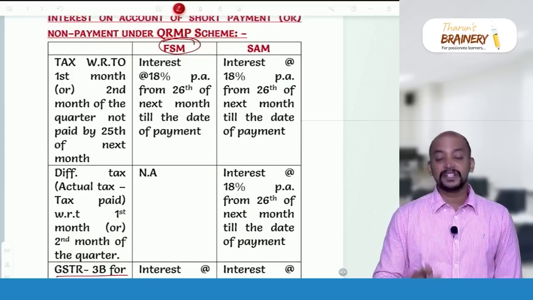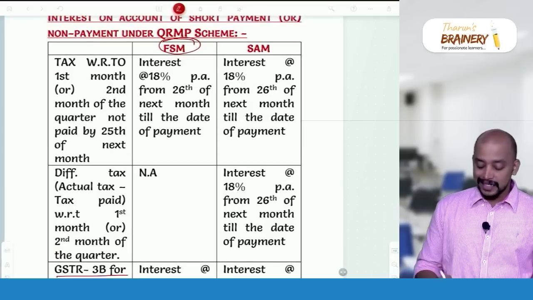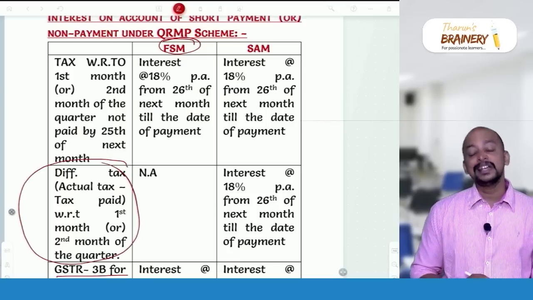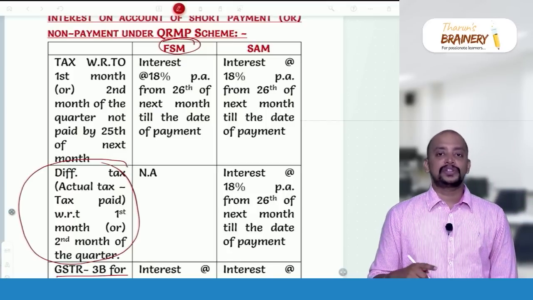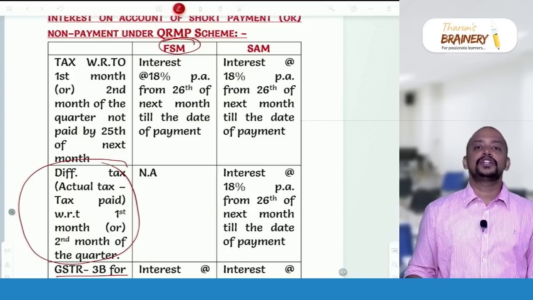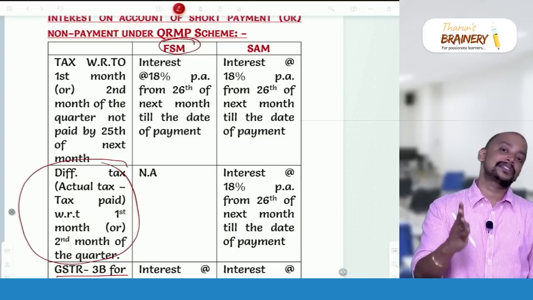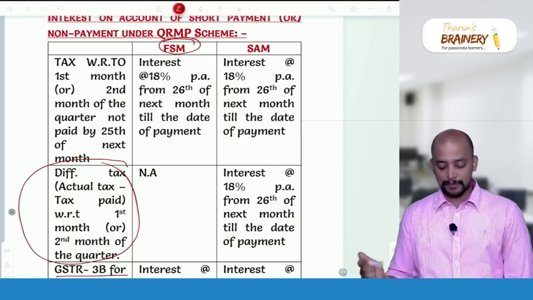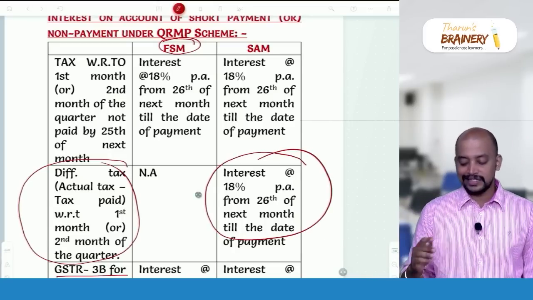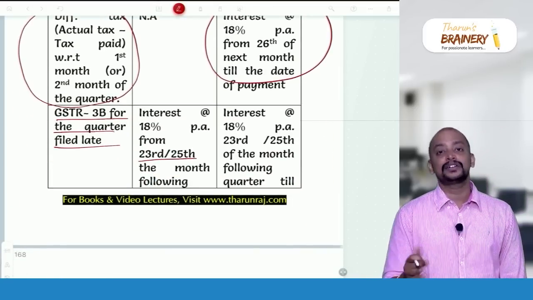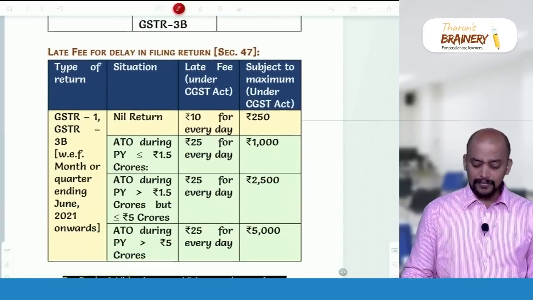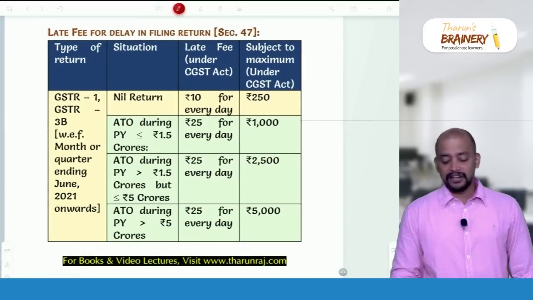But in case of self-assessment method, we have extra interest, that is on account of the differential tax, that is actual minus whatever we have deposited. On the differential amount also we need to pay interest at 18% from 26th of the month following every month till the actual date of payment. So this is the extra interest that we have under self-assessment method, but the other two interests will be the same.